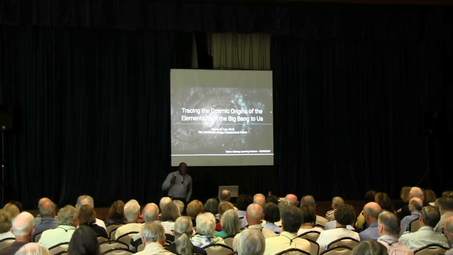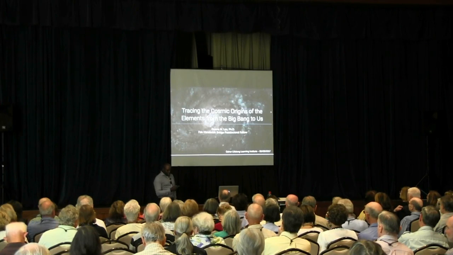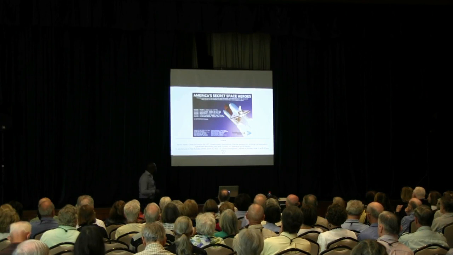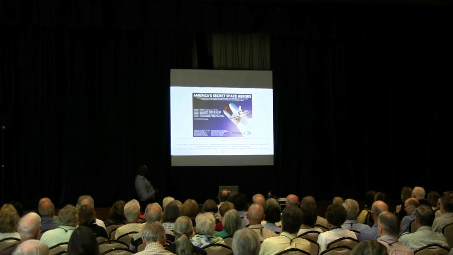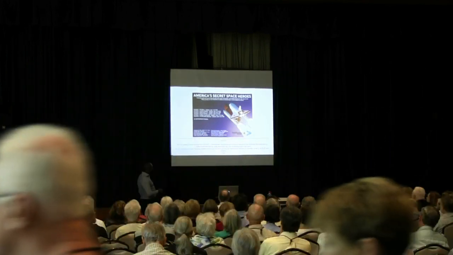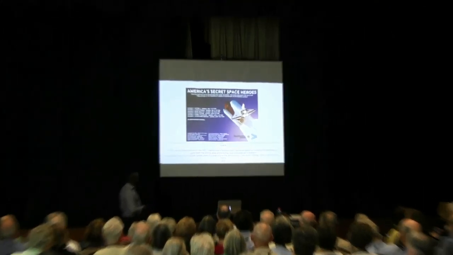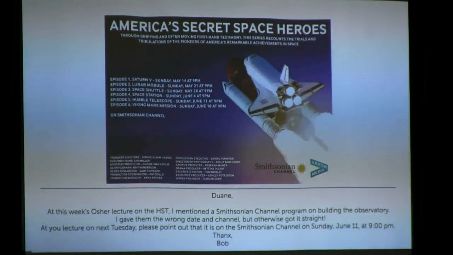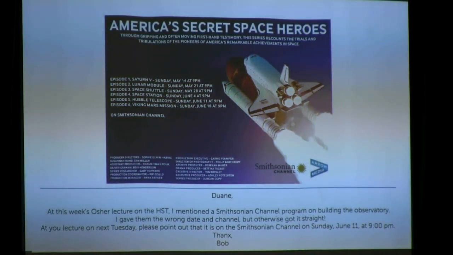OK, so I'd be remiss if I didn't point out something that Bob Odell wanted me to point out, which is that he made a flub. He told me at my lecture today that I need to get the programming schedule straight and the channel straight. So this America's Secret Space Heroes is actually on the Smithsonian channel. I guess he said the History Channel or something. And I think his particular part, episode 5, is on June 11th. So don't miss that. A lot of people consider him the father of the Hubble Space Telescope.